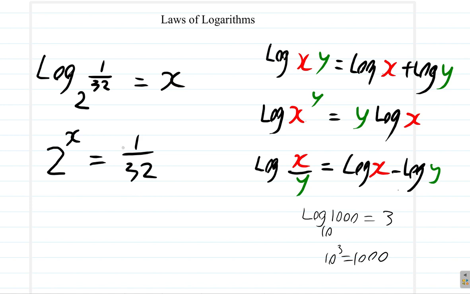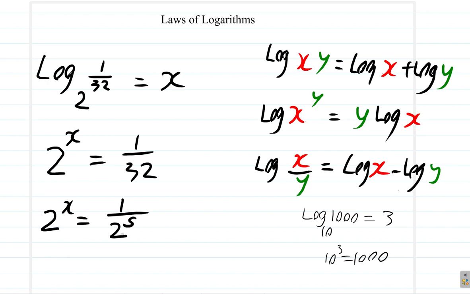Now here, can you rewrite 32 as 2 to a power? Let's see. 2 2's is 4, 4 2's is 8, 8 2's is 16, 16 2's is 32. 1, 2, 3, 4, 5. It's 2 to the 5, because 5 2's lined up and multiplied by each other give you 32. So you can say 2 to the power of x is equal to 1 over 2 to the 5.